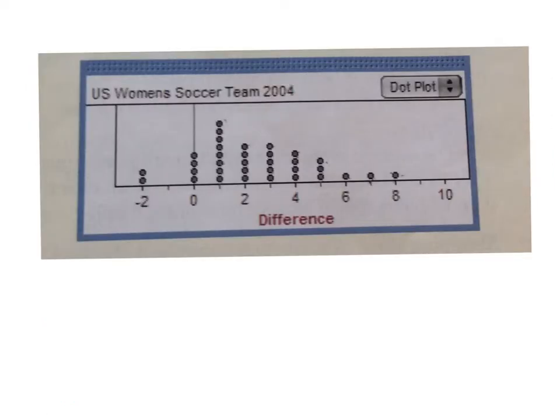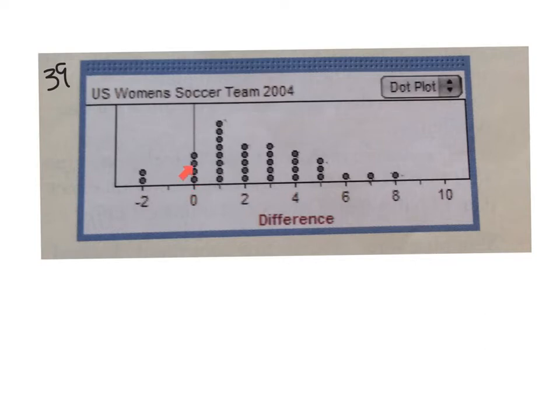Okay, here is number 39. And what is going on here? So this is a dot plot of where we took the U.S. women's soccer team and their opponents, and in the game we subtracted the two scores. So what does that tell us? Well, let's take a look.